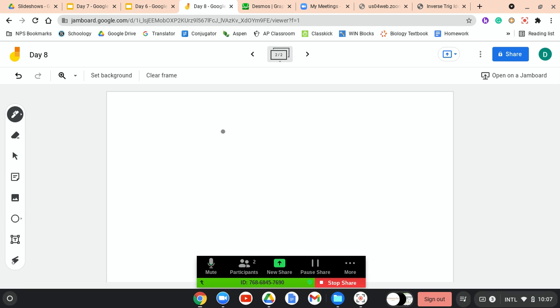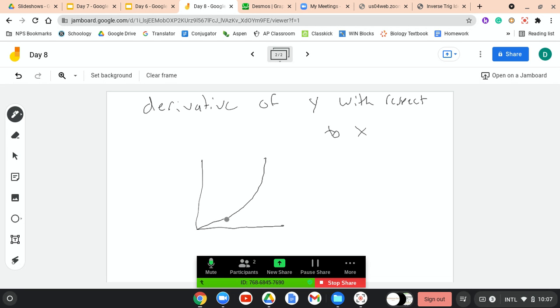Cool. I just want to make sure we're all on the same page. When I say the derivative of y with respect to x, all that means is I'm asking what is the rate of change of our function y with respect to a change in x?